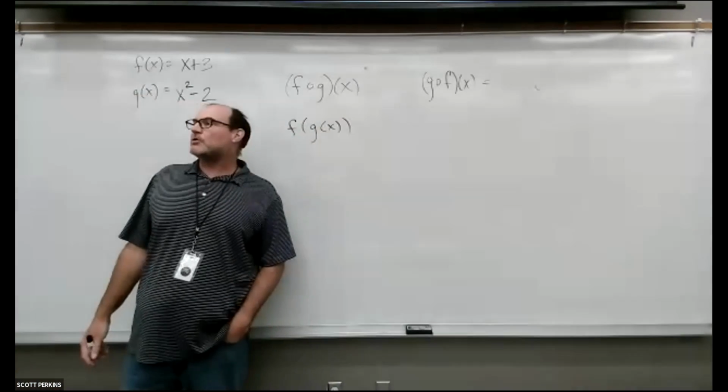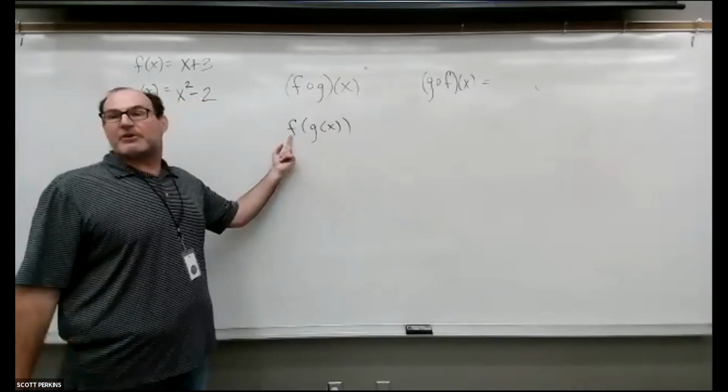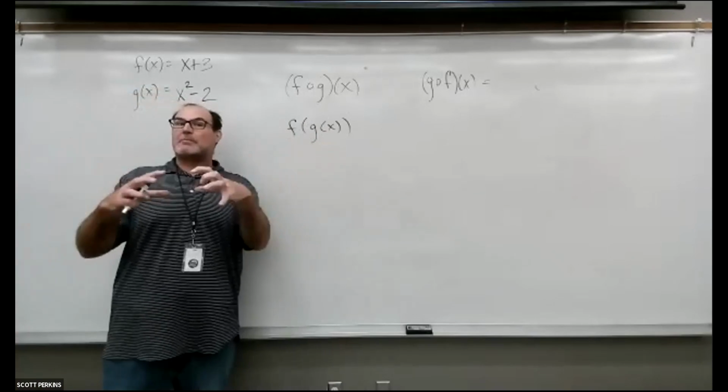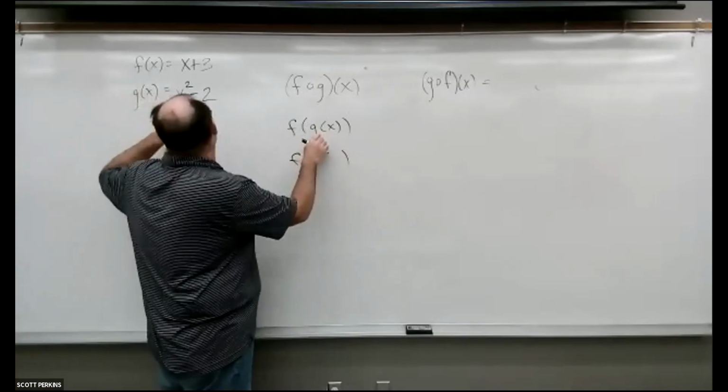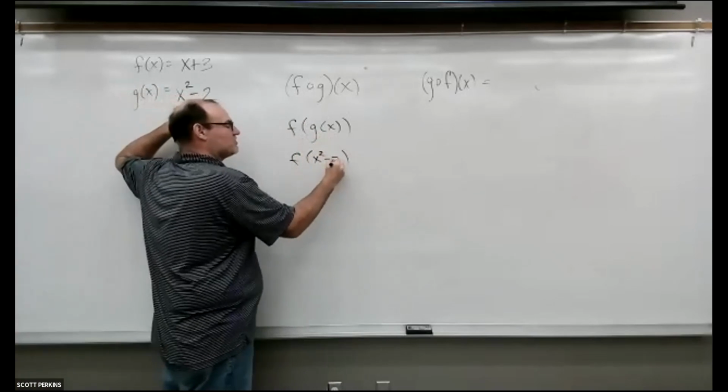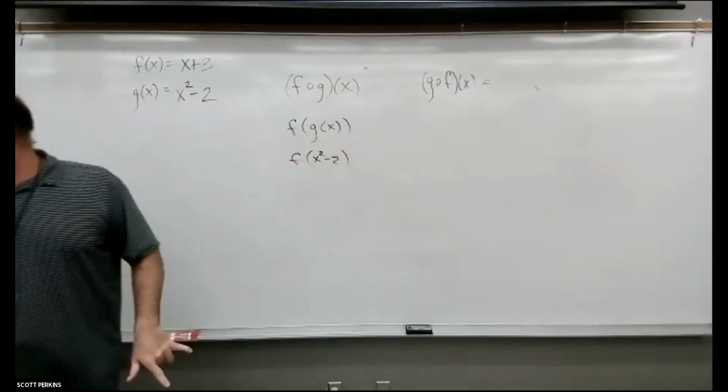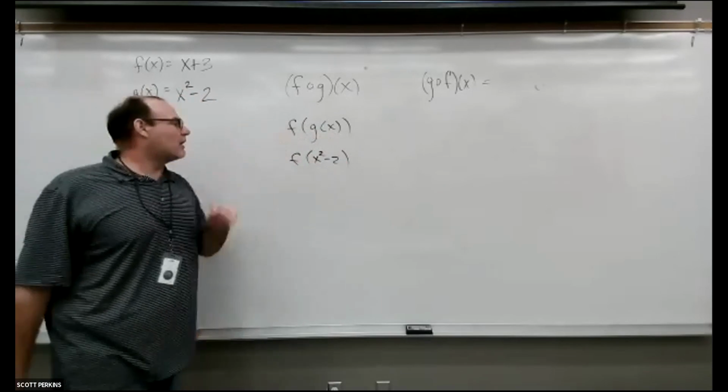All right, so f composed with g of x. The f is first, it's on the outside, so what I'm plugging in is the g of x. So g of x is equal to x squared minus 2, if I've written that down right. Is that right? Okay, thank you.